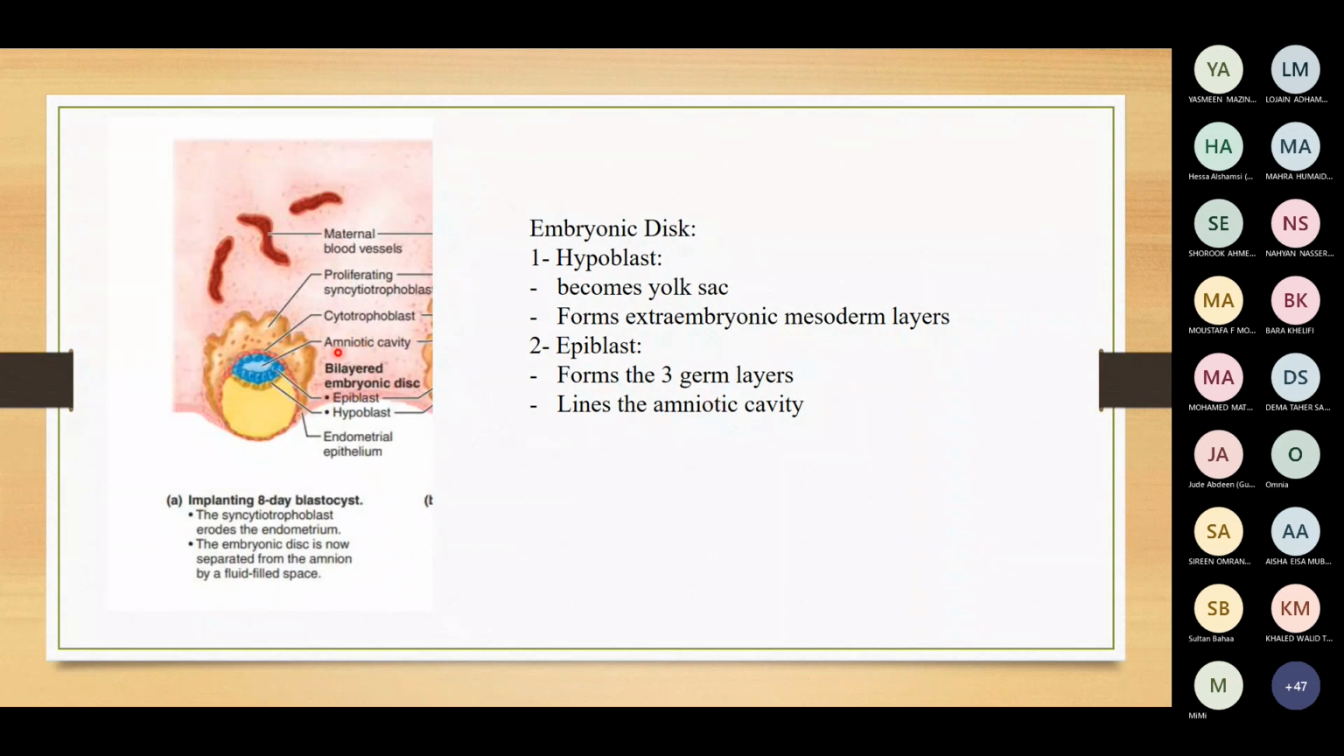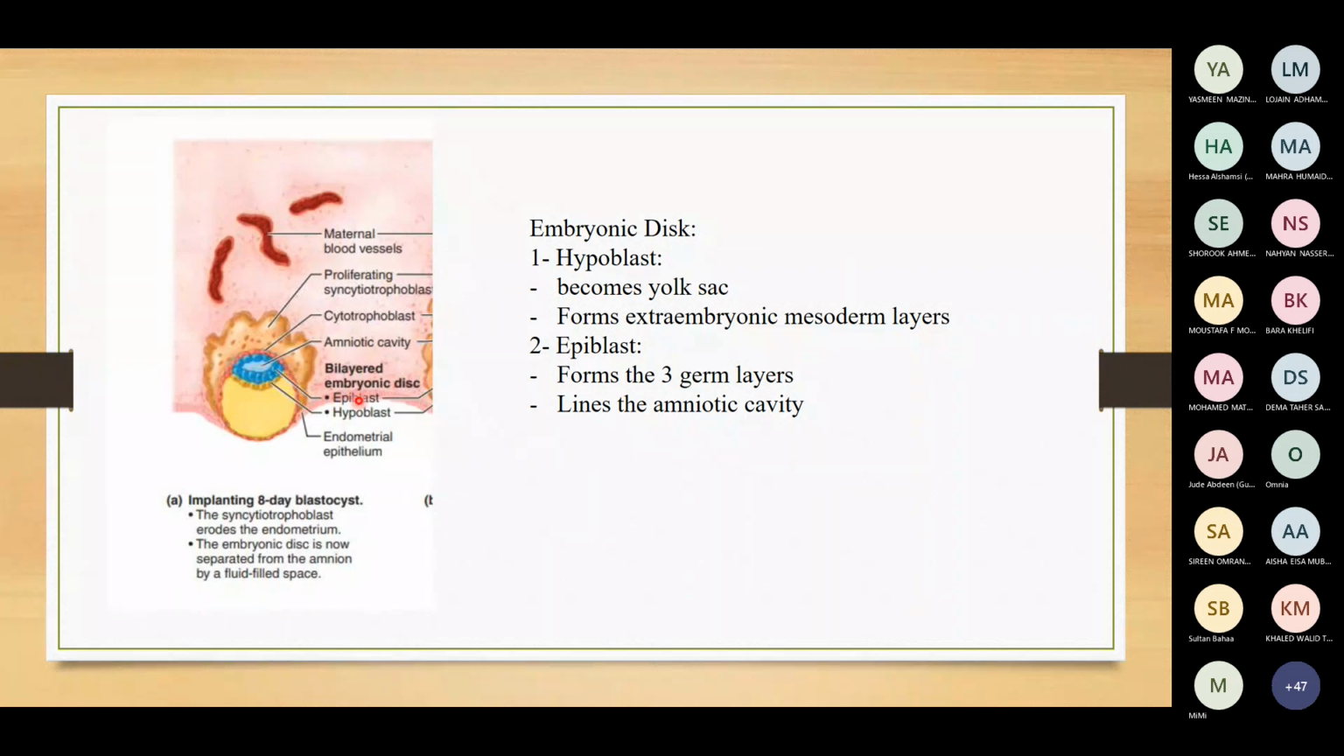If you look here, we can see something called the amniotic cavity. It's this blue cavity over here, and it's lined by which cells? The epiblast, okay? So far, we just have the syncytiotrophoblast. They continue going inside. We have the cytotrophoblasts covering the actual embryo, and then the cavity inside.